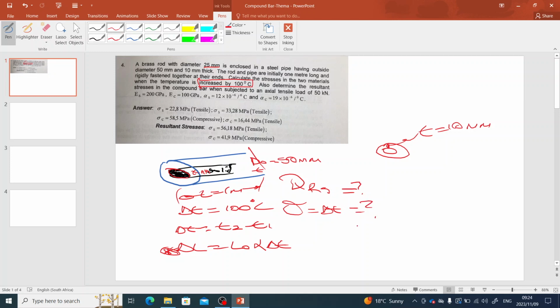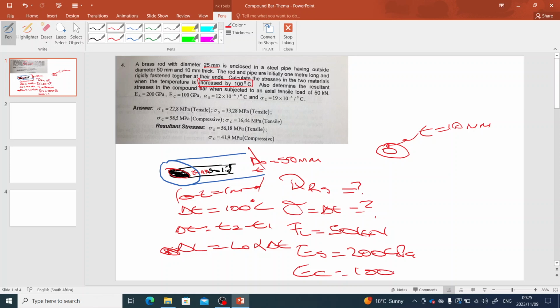Okay. Now, what else is given here? We are given the axial load as 50 kilonewtons. Then we are given the Young's modulus of steel as 200 gigapascals. The Young's modulus of copper is given as 100 gigapascals. We are given the coefficient of expansion of steel, which is 12 times 10 to the negative 6 per degree Celsius, and the coefficient of copper is 19 times 10 to the negative 6. Now, this is what we are given.